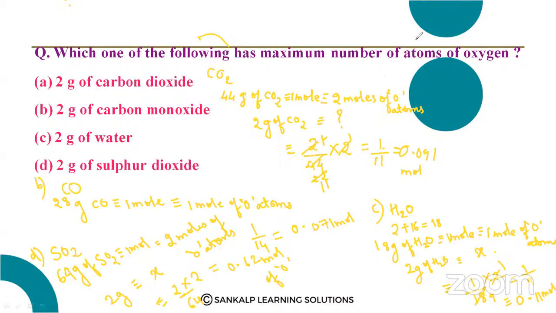Just see. From carbon dioxide, how many moles are you getting? 0.091. Then option B, 0.07. C, 0.11. And D, 0.062. Among these, which has the maximum number of atoms of oxygen? It is D, 2 grams of sulfur dioxide. So this is the right answer. Like this, you are going to find out the maximum number of atoms of oxygen.